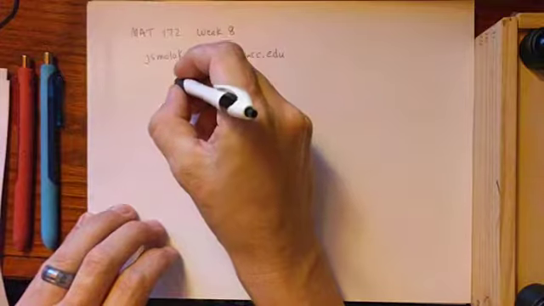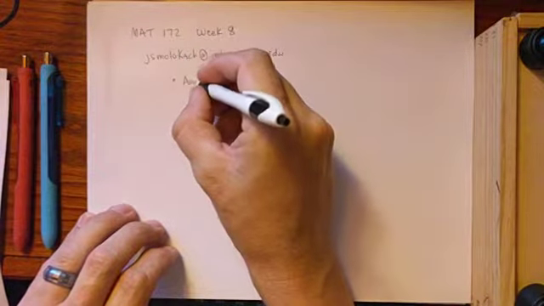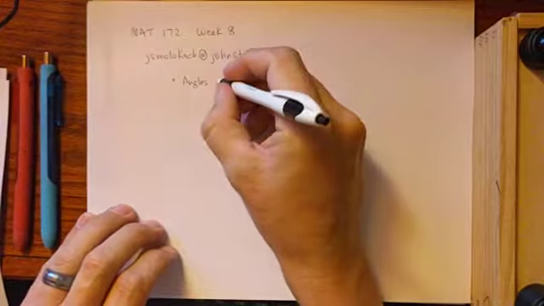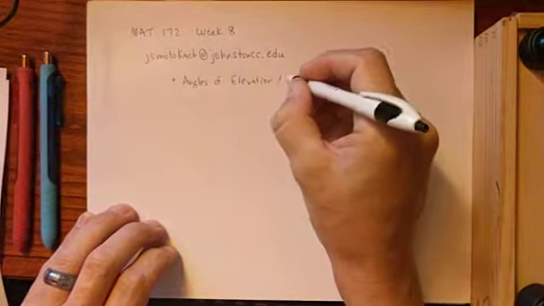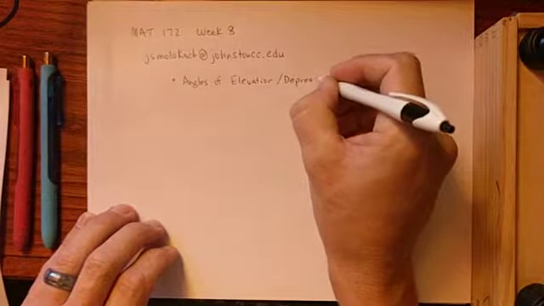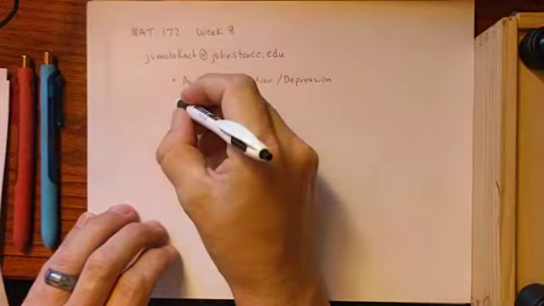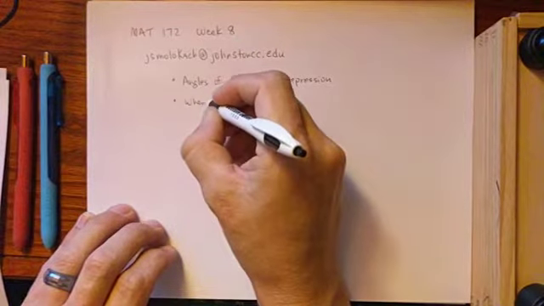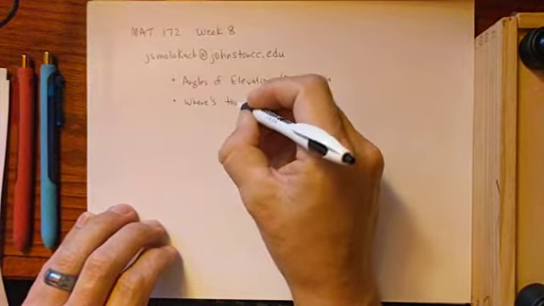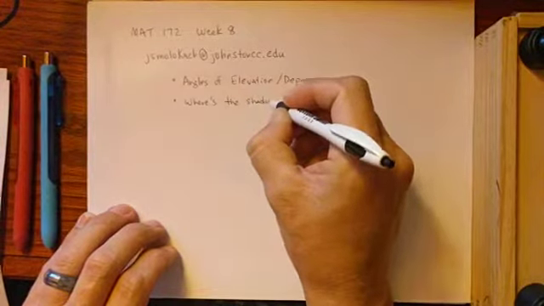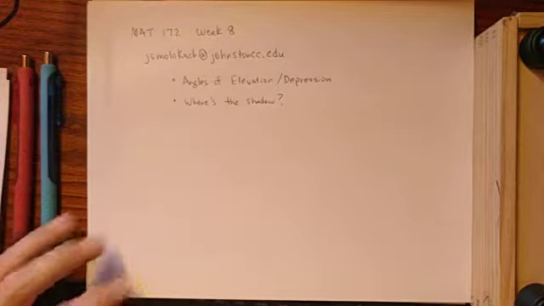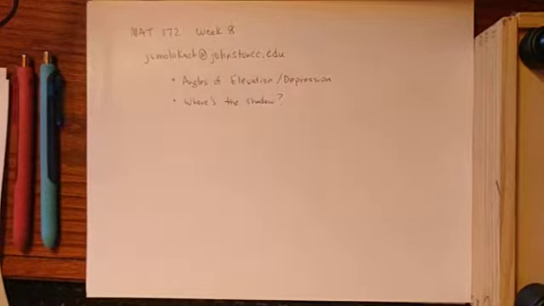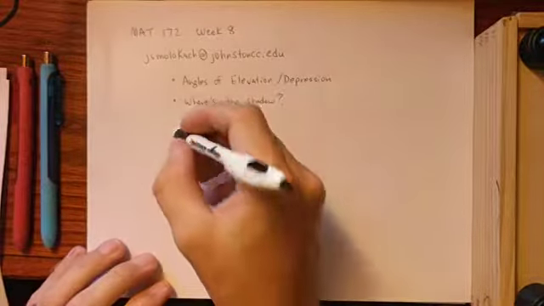Mainly, we want to focus on a couple of things. We want to do a discussion of angles of elevation or depression. We want to talk about what that is. We want to kind of clarify this question: where's the shadow? Where's the shadow of a building, right? Have to kind of maybe outline that for you when that comes up in a word problem.